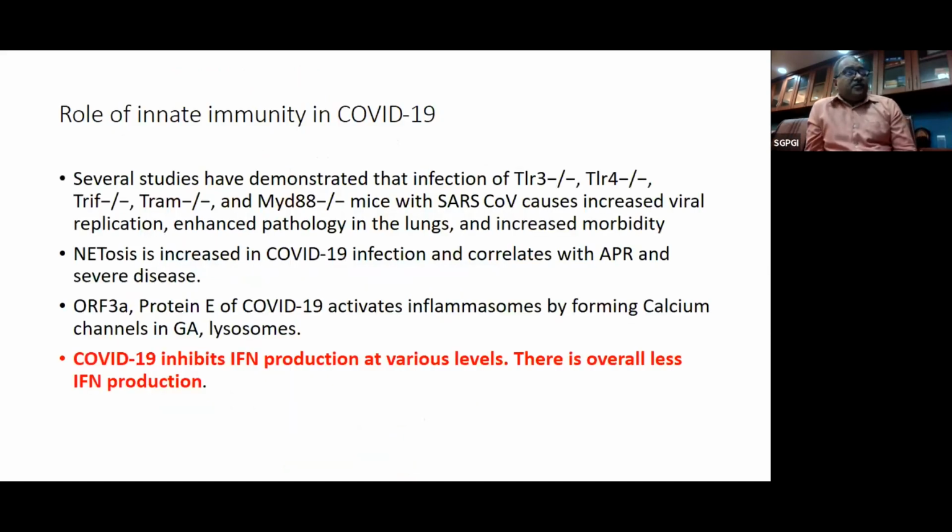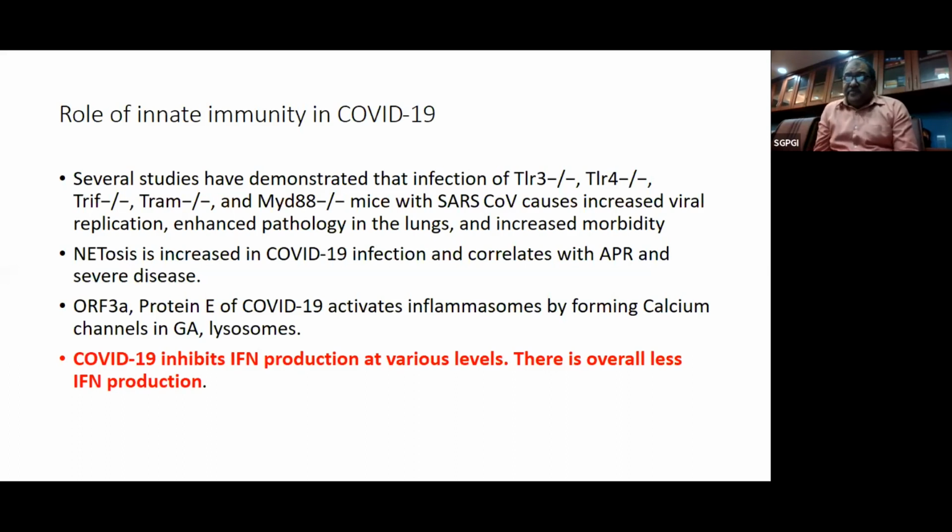Further, it has been demonstrated earlier in the original coronavirus infection that if you infect mice which are knocked out for toll-like receptor 3, 4, and the other downstream signaling pathways, then these mice will develop severe viral replication and cause more pathology in the lungs and consequent morbidity and mortality.